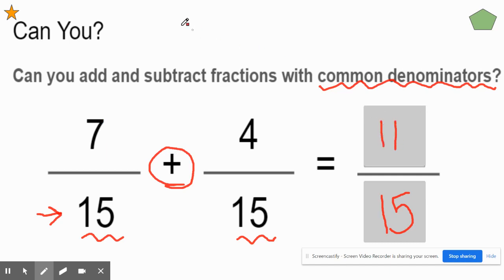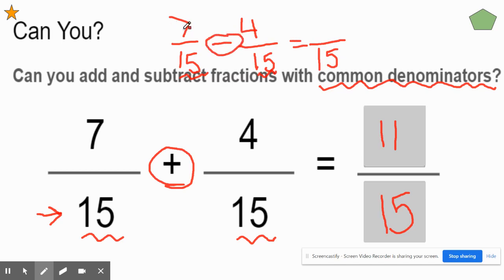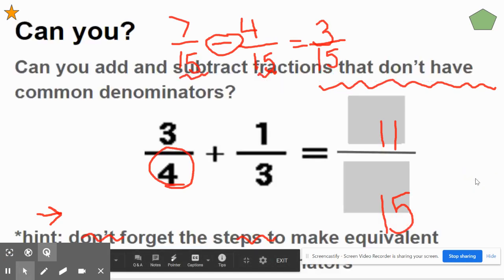Okay, pretty easy, right? It would be the same if you had a subtraction problem. So if it was 7 over 15 minus 4 over 15. Since the denominator is the same, since they're common denominators, you just keep the denominator the same in the answer, and then you just do the math. You subtract the numerators. So 7 minus 4 would be 3. Okay? Let's go on to our next slide.